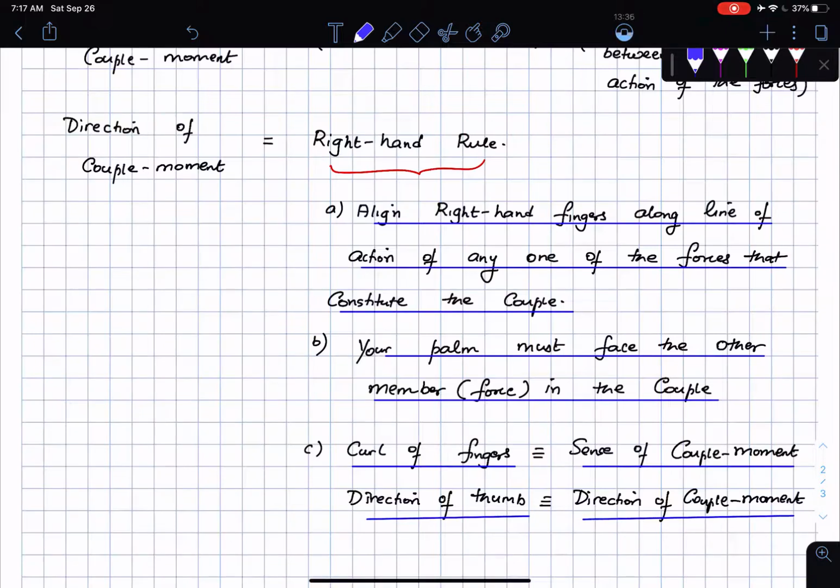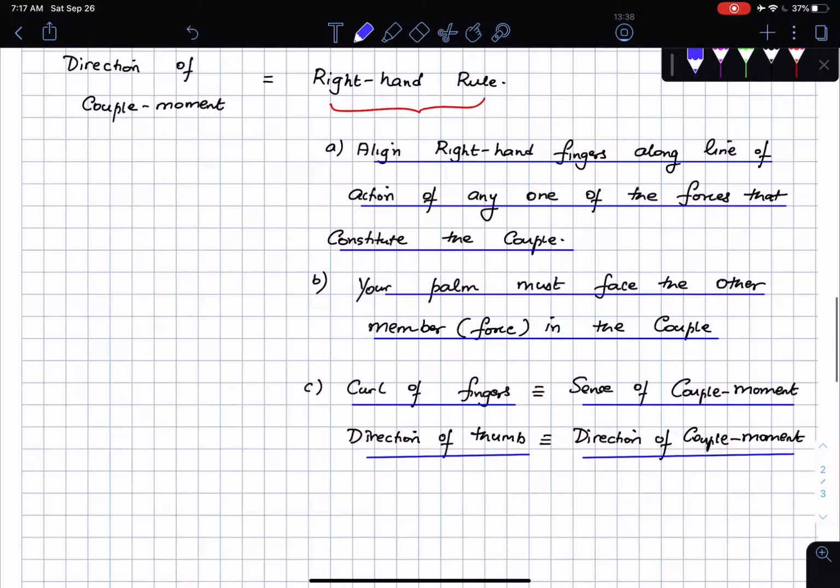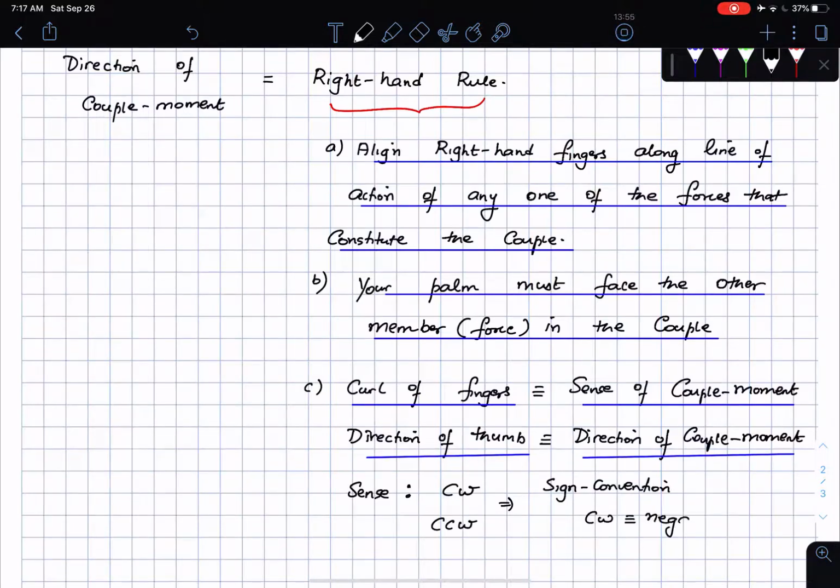Okay, and when we say the sense of the couple moment, sense is either clockwise or counterclockwise, and by sign convention, clockwise is negative. So CW is clockwise, CCW is counterclockwise. This we have seen earlier when we defined moments.